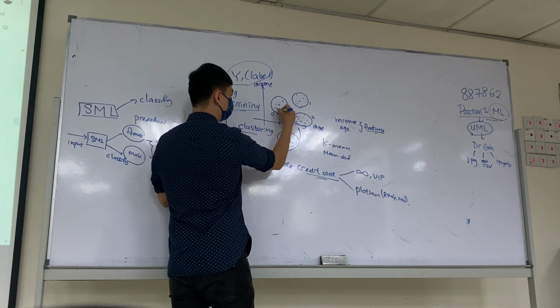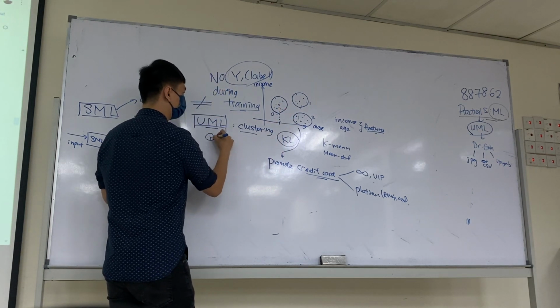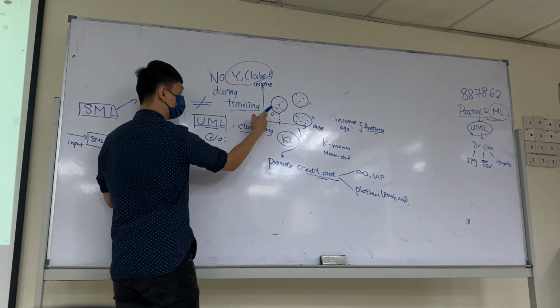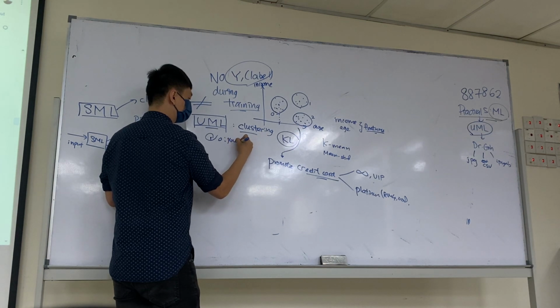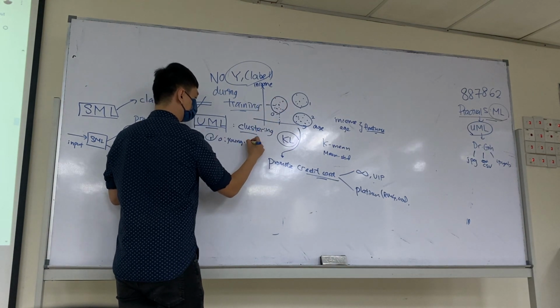Okay, so let's say we have these different credit cards here, we can identify, oh, this group of people, they are actually very young. We can come up with conclusions. We have a group 0. This group 0, they are actually very young, but with high income.